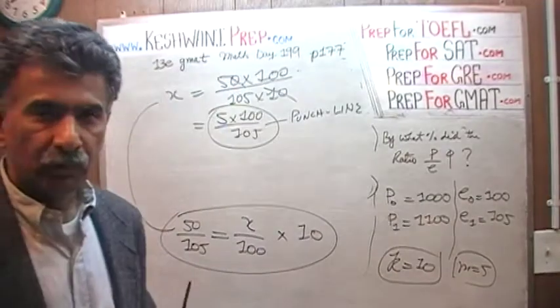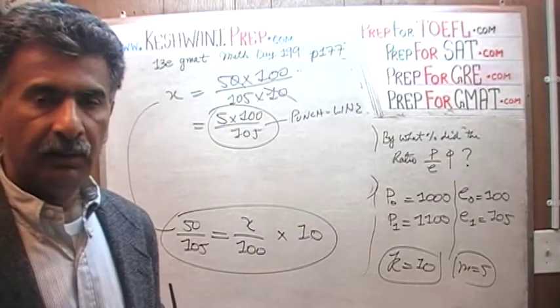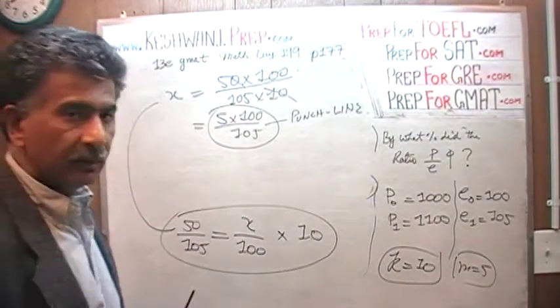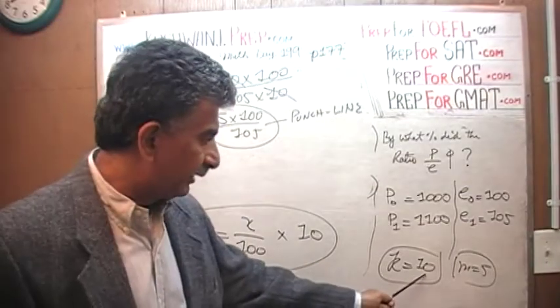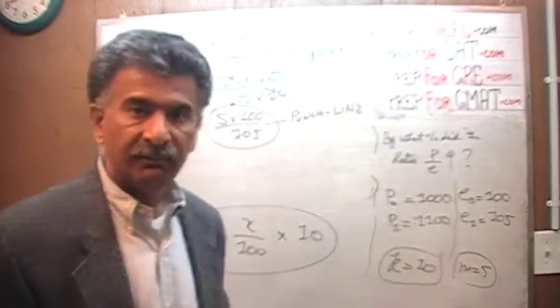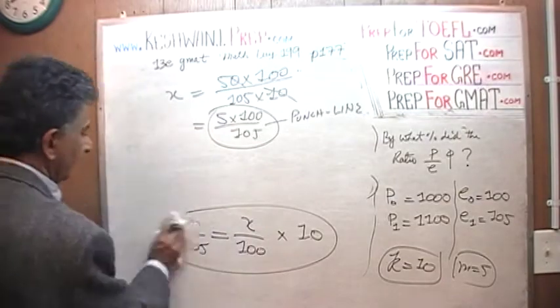All we have to do now is go through every single answer choice until we find something that gives us this answer. Wherever we see k, we're going to replace it with 10. Wherever we see m, we're going to replace it with 5. Let's see what happens. That's it, we found the answer.